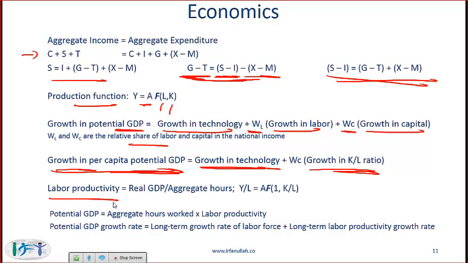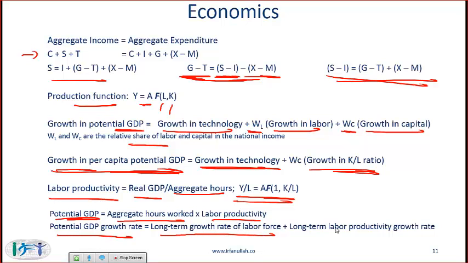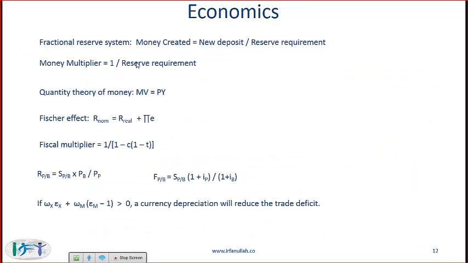Okay, so what is labor productivity? It's the real GDP divided by aggregate hours worked, and it can also be written like this. Potential GDP is the aggregate hours worked times labor productivity, and potential GDP growth rate simplistically depends on the long-term growth rate of the labor force and the long-term labor productivity. So ideally you want a labor force that's growing and a labor force that is also more productive. All right, this is the final economics slide.